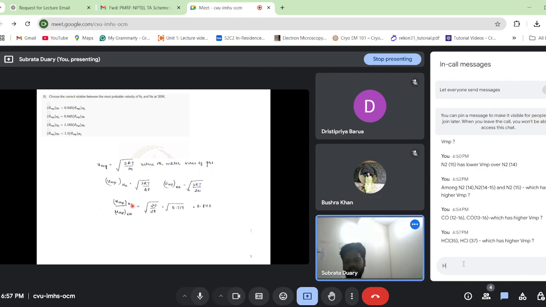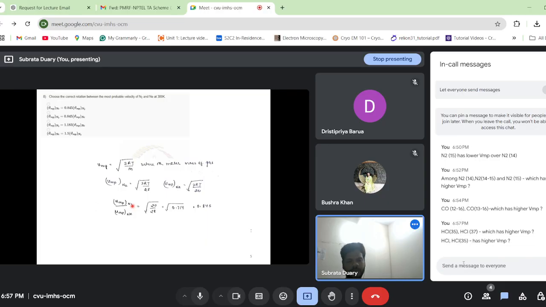Now I am giving HCl and HCl 35, which has higher VMP? So these are two questions. One is that chlorine has a 35 isotope as well as 37. Now you come to the below one, HCl 35. Can you comment on which has higher VMP, most probable velocity?